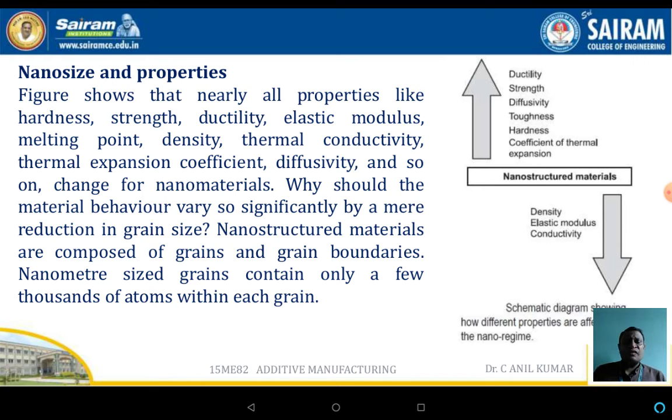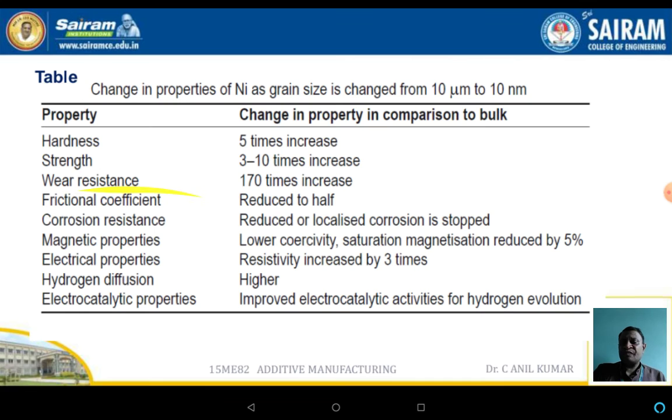If you take an example of the mechanical properties, the ductility, strength, diffusivity, toughness, hardness, coefficient of thermal expansion, and all those things will improve the mechanical properties of a given material. But the density, elastic modulus, and conductivity start decreasing. Now, the change in the property of nickel as the grain size changes from 10 micrometer to 10 nanometer is one example.